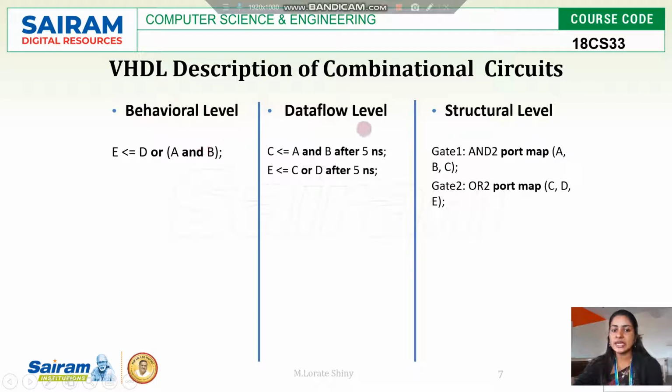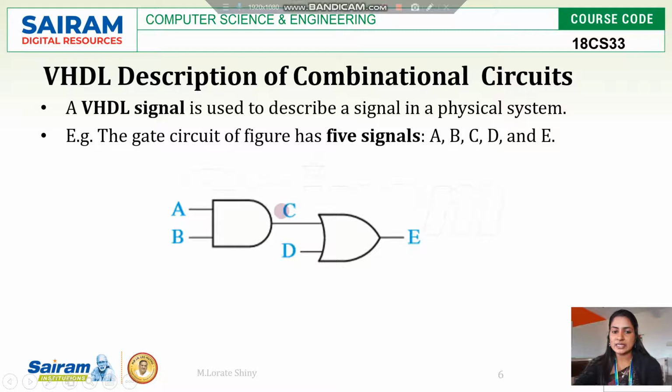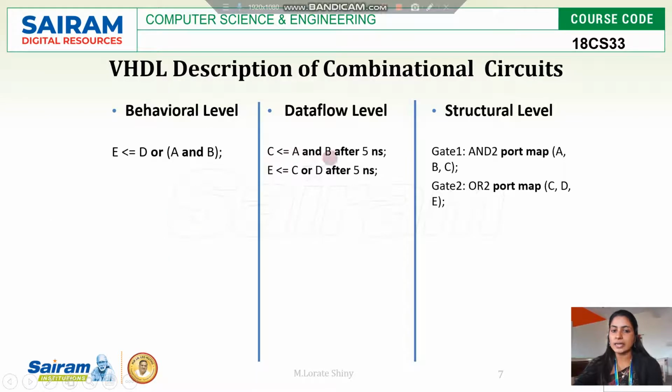Okay. Next, data flow level. In data flow level, as I told, you have to specify the intermediate output as well as the final output. The intermediate output is C. We can say C is equal to A and B. Then E equal to D or C. That is written here.